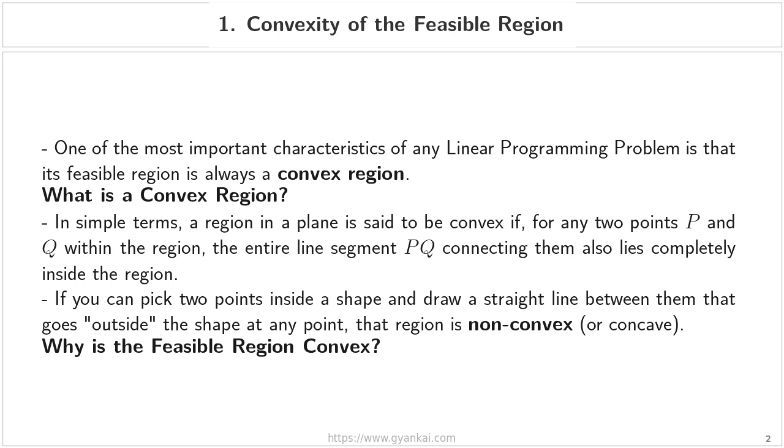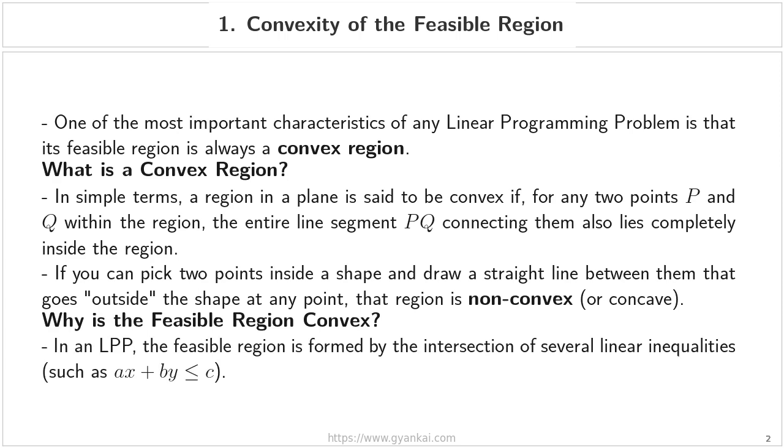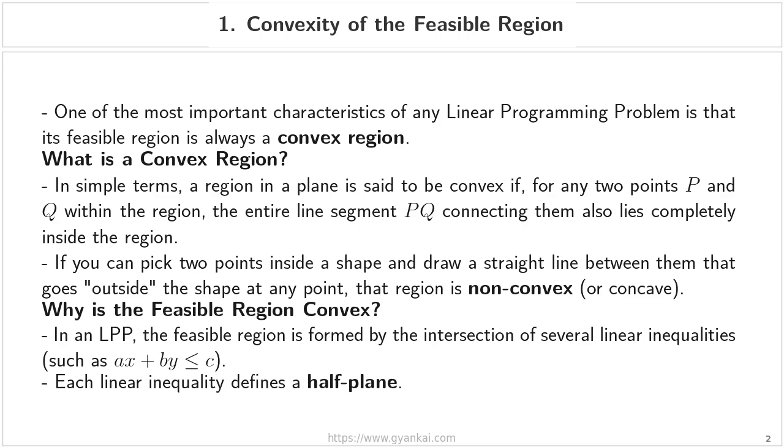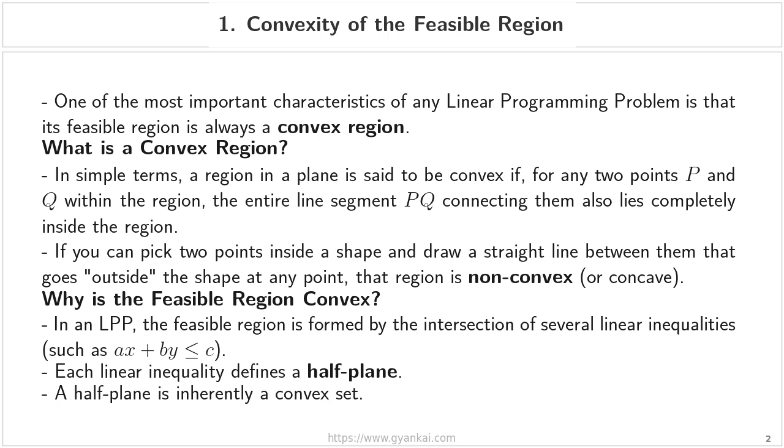Now you might ask, why is it that in an LPP, the feasible region is guaranteed to be convex? Well, think back to how we build these problems. In a linear programming problem, the feasible region is created by the intersection of several linear inequalities, something like ax + by ≤ c. Each one of these individual linear inequalities defines what we call a half-plane, essentially, one side of a straight line. Now, a single half-plane is inherently a convex set.